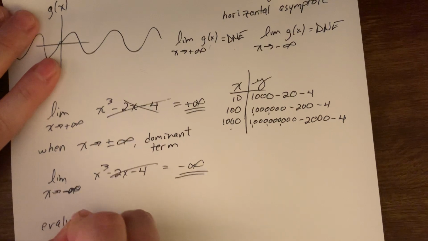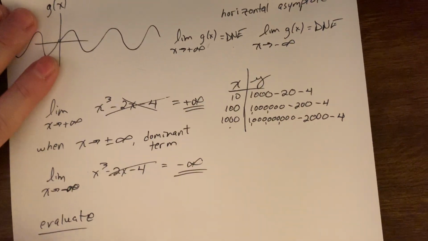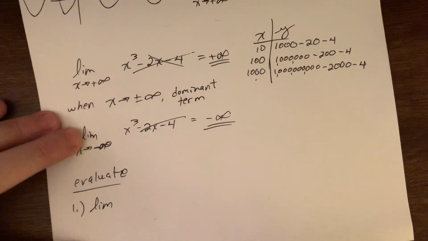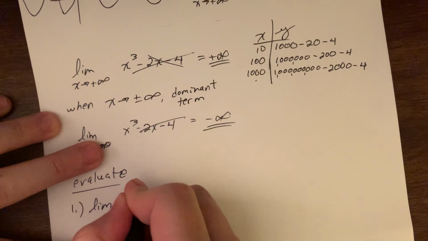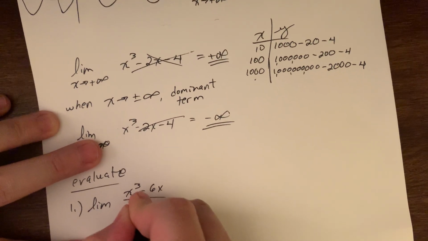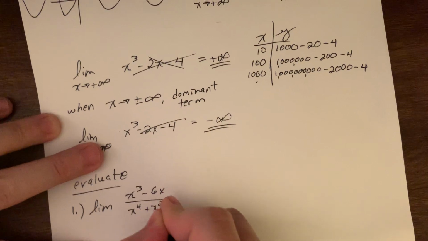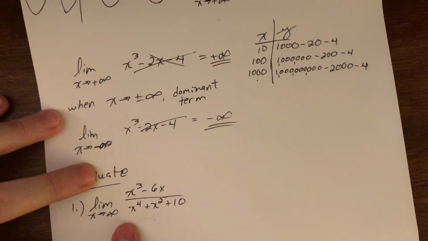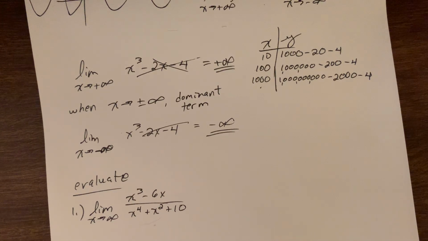But as I keep going here, let's do another problem. Let's formalize these directions, evaluate the limits, and let's take a look at this next one. I'll call this problem number 1. The limit of x cubed minus 6x divided by x to the 4th plus x squared plus 10. Let's take that limit as x approaches infinity.